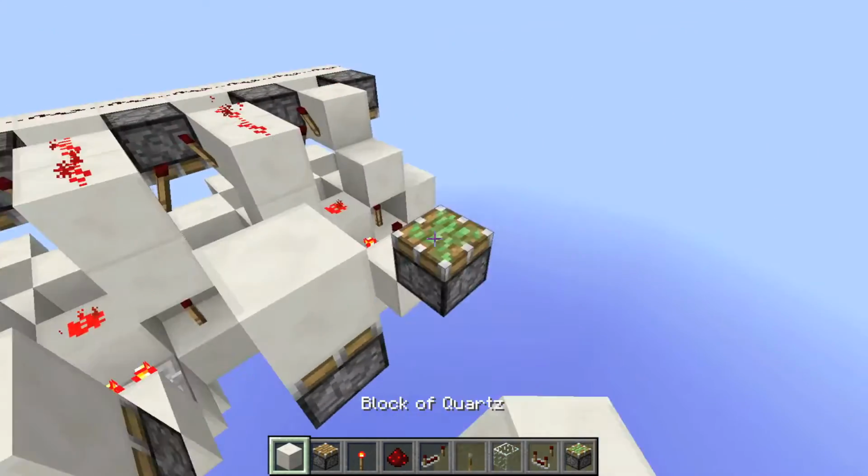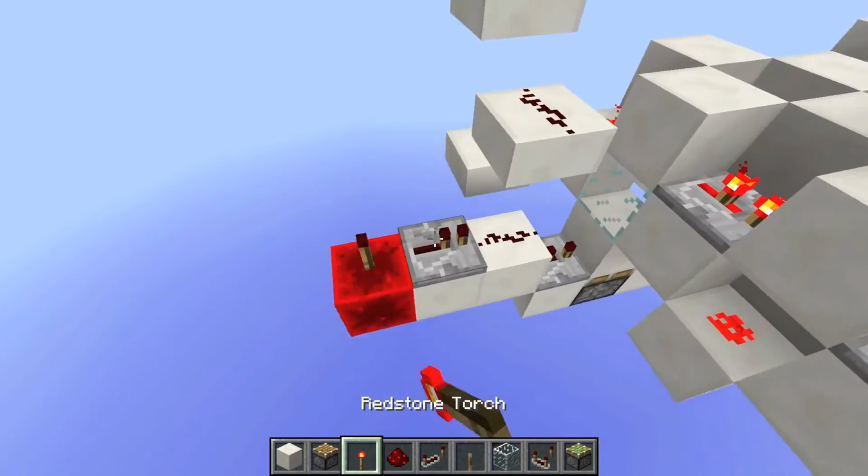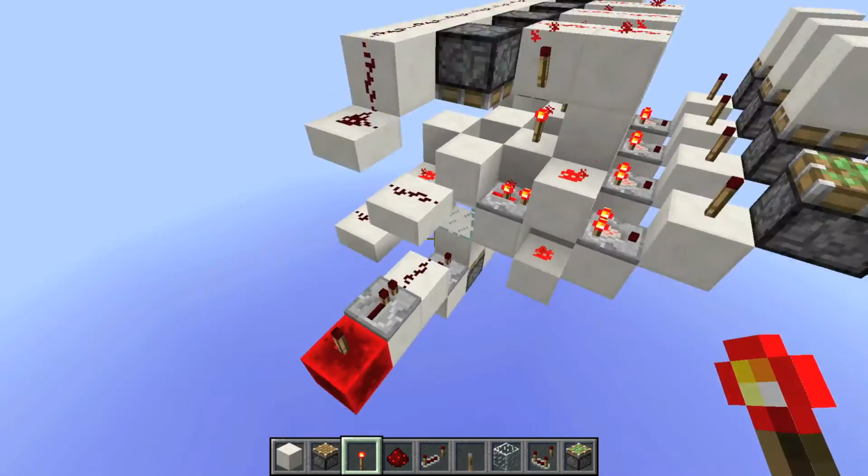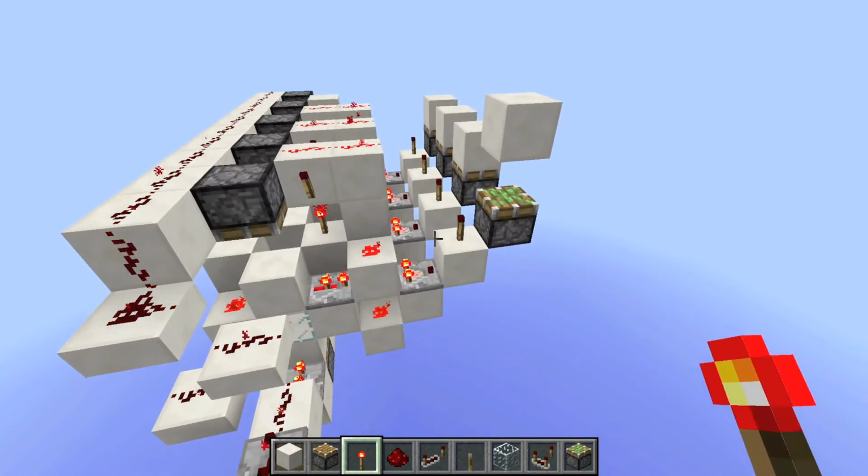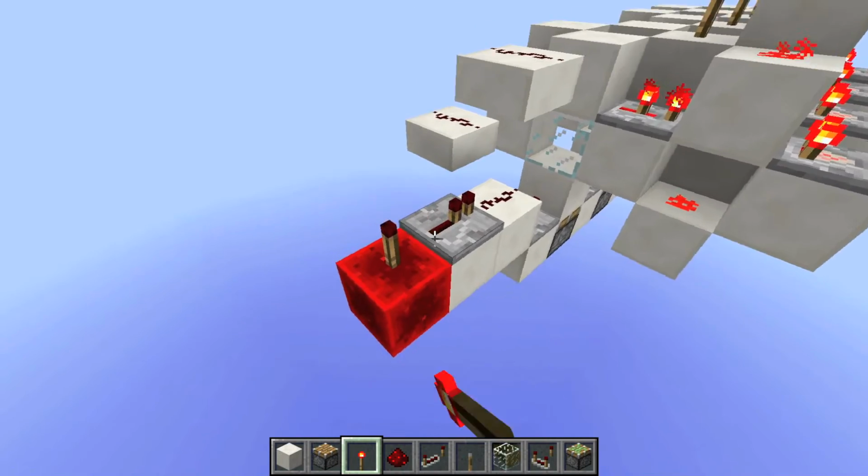So let me just get myself some sticky pistons so we could visualize this better. Sticky pistons just like that, blocks on top of those. So let me try out a 1-tick pulse. Does that work? Yes, it does. Let me try out a 3-tick pulse. Does that work? Yes, that does as well.